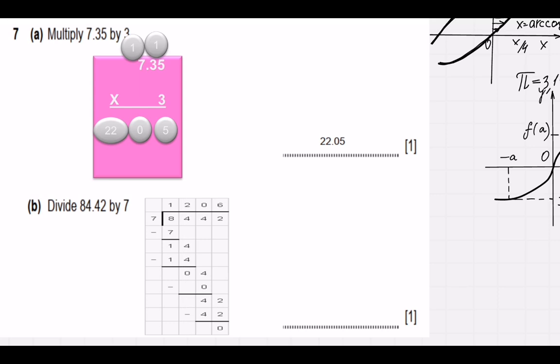What about dividing? 84.42 divided by 7. Let's move step by step. 8 divided by 7, 1. Then multiply and have remainder 1. 14 divided by 7, 2. Then I have 4 divided by 7, cannot, so put a 0 and then drop the 2. So it will be 42 divided by 7, which is 6. The answer is 1206. But remember, I have 2 numbers in the decimal place, so I must put 12.06.